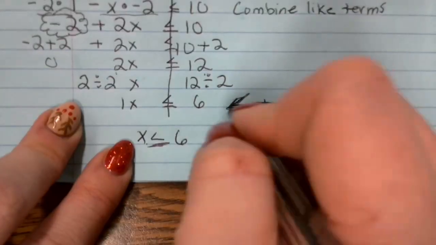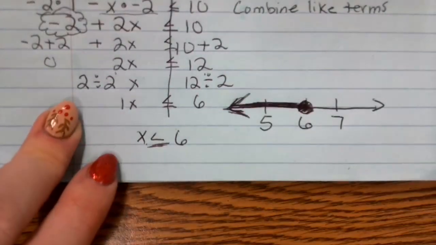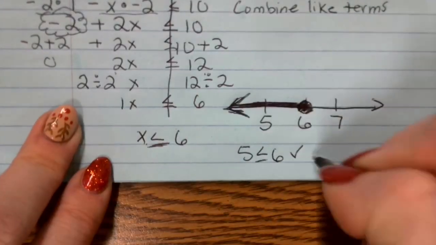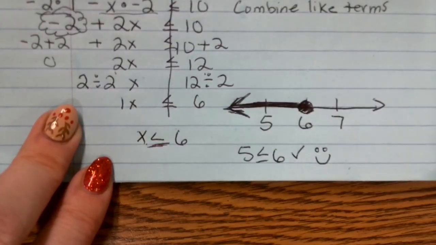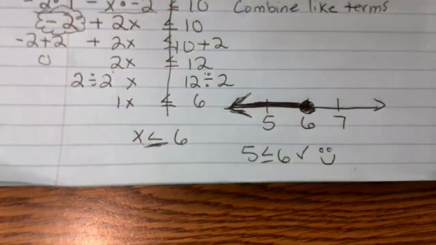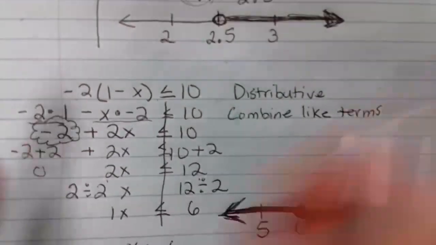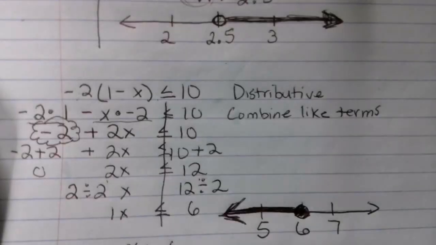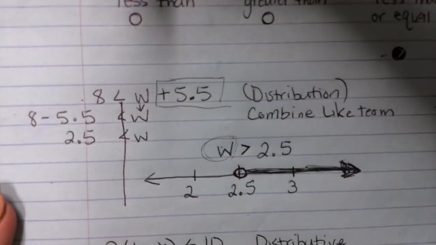You can always check that by plugging in a number on the side. So I'm going to plug in 5. 5 is less than 6, so that works out. I graphed it correctly. Remember, you can always make up different numbers in these spots and try to solve it. Highly recommend you do that.